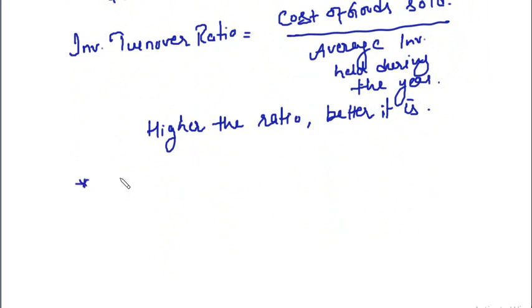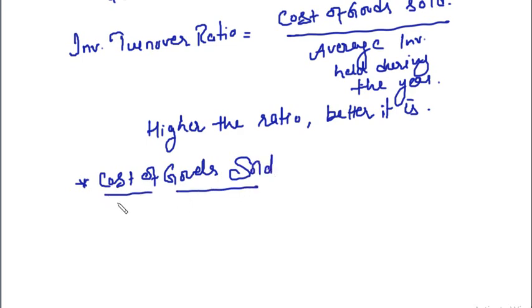The first is cost of goods sold. Now you have to identify how to calculate this. Cost of goods sold. First of all, you will take the total revenue from the operations. 5,000 t-shirts into 1,500. This is what you sold. Right? How much? 75 lakhs.